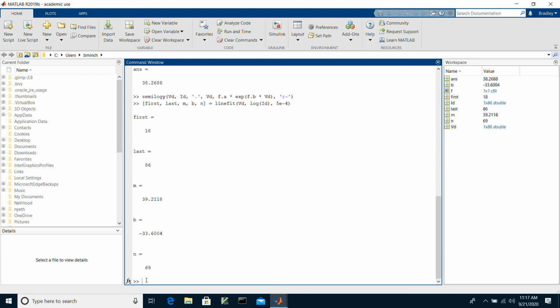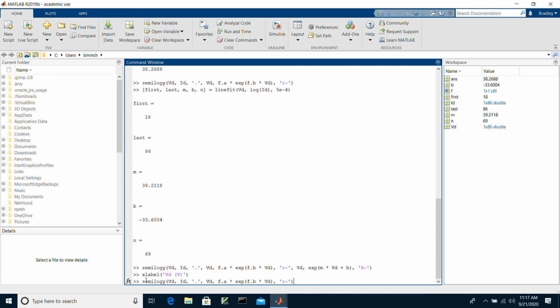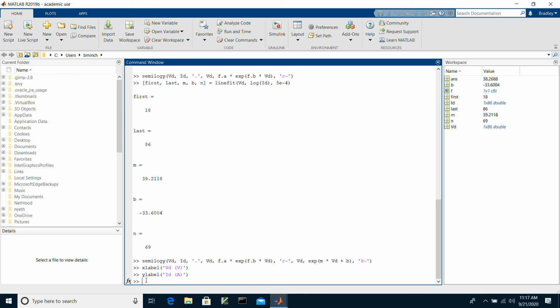So if I wanted to add my line, my theoretical fit, here I can put in VD, and then I would go exp of m times VD plus b. And I'll show that one as a black line. And maybe I'll put my X label and Y label on here.